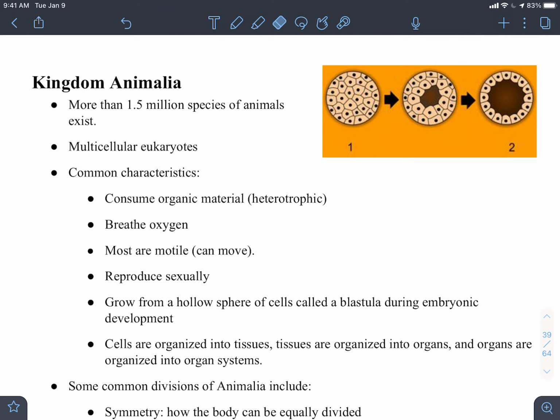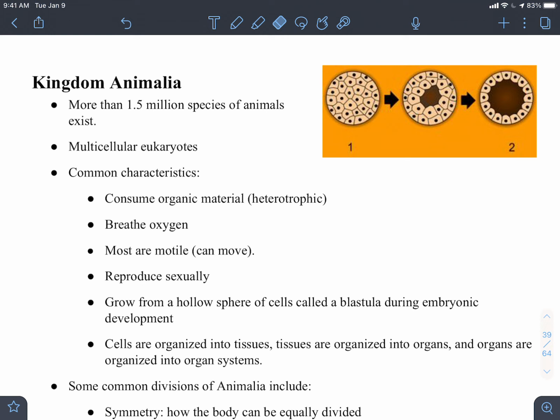So Animal Kingdom, this is 1.5 million species. They are all multicellular eukaryotes. If they're single-celled, they would go into the protozoans. Their common characteristics are that they consume organic materials, so that makes them heterotrophic. They typically breathe oxygen. Most are motile, that they can move. They reproduce primarily sexually, and they also grow from a hollow sphere of cells called a blastula during embryonic development.